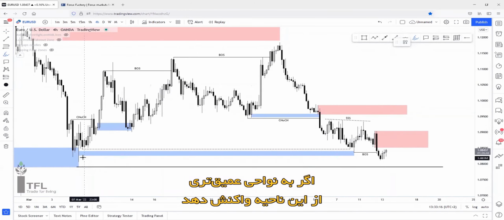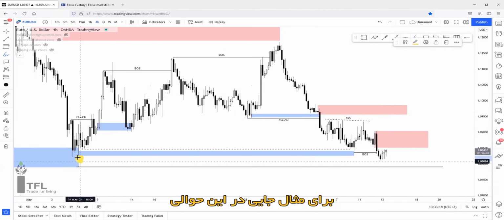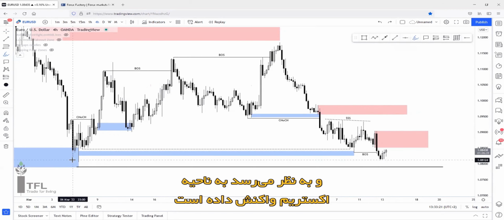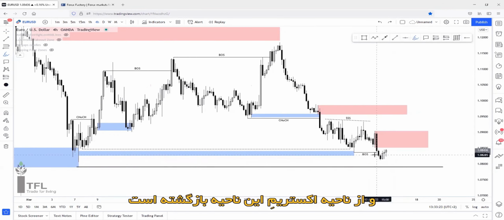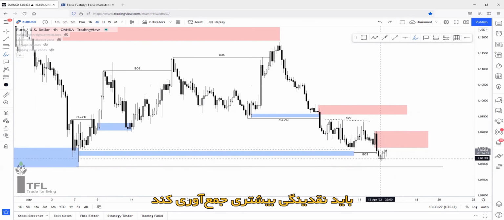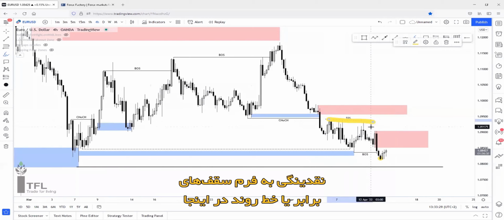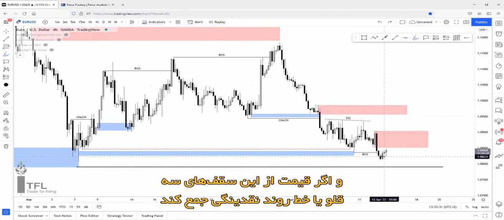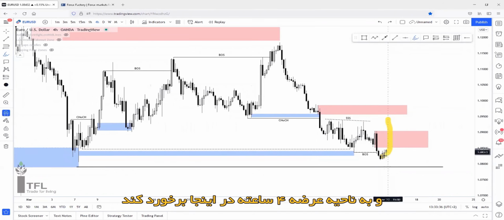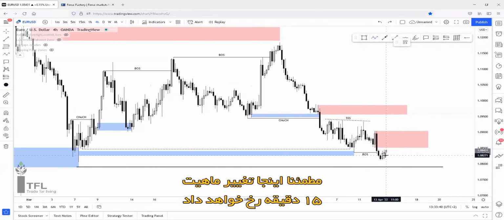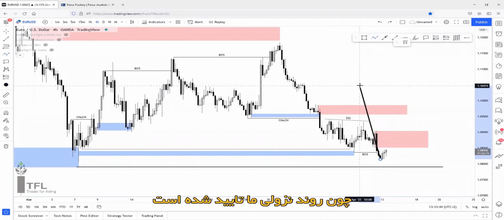If it reacts on this deeper area of this zone, for example, somewhere around here, and it seems like it reacted on the extreme of this zone and reversed, it will have to collect more liquidity in the form of triple taps or a liquidity trend line right here. And if price collects more liquidity from these triple taps or trend line and taps into this 4-hour supply zone, the change of character on the 15-minute chart will surely happen right here, because our trend has been confirmed that it's bearish.